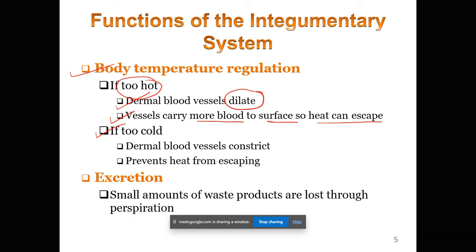Exactly the opposite. If it is too hot inside, the dermal blood vessels dilate. If it is too cold inside, then the dermal blood vessels constrict. So exactly the opposite will happen.